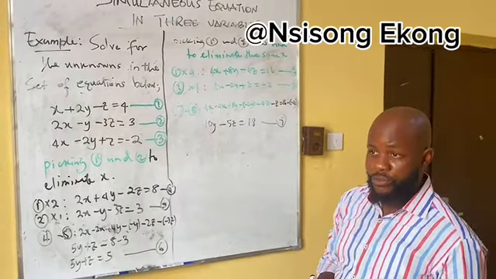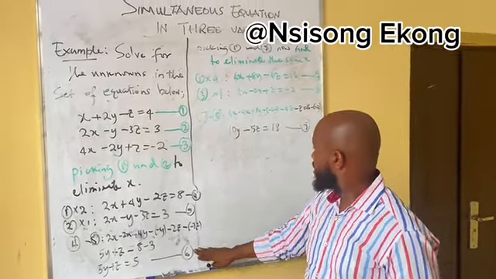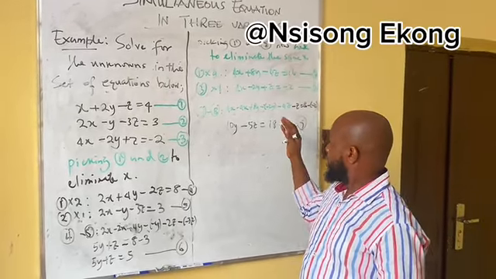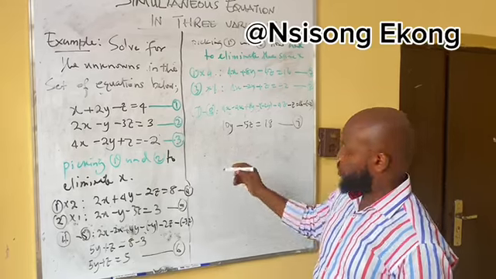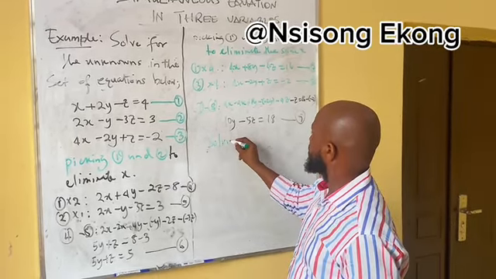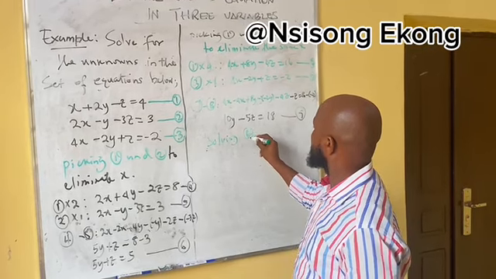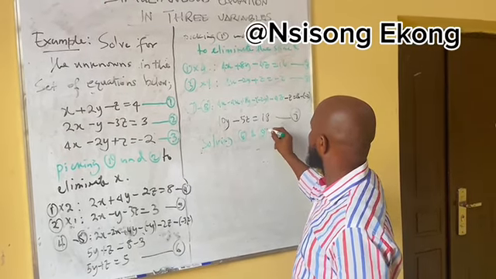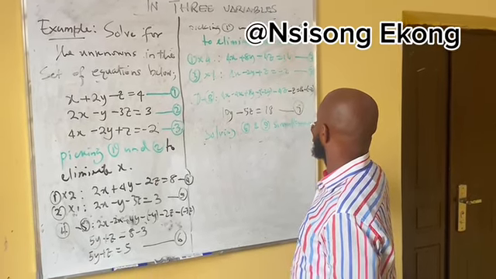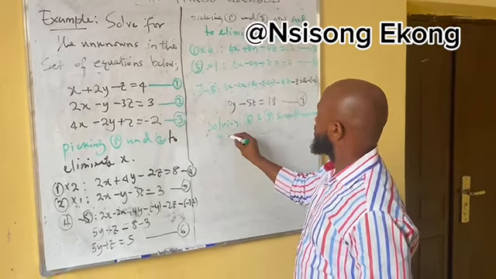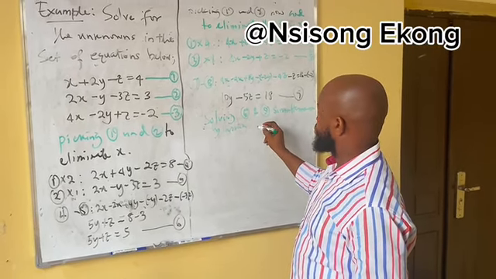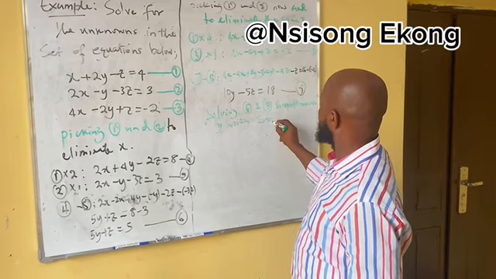We now solve equation 6 and equation 9 simultaneously to obtain the values of y and z. So we are now solving equations 6 and 9 simultaneously. I'll choose the substitution method.